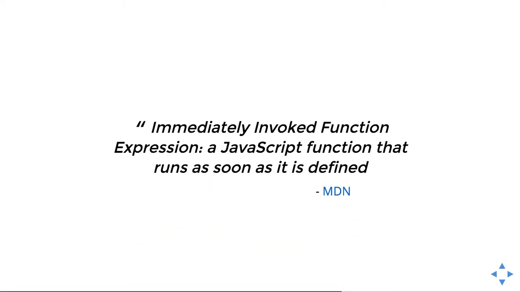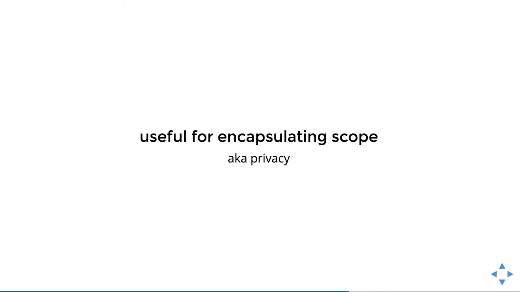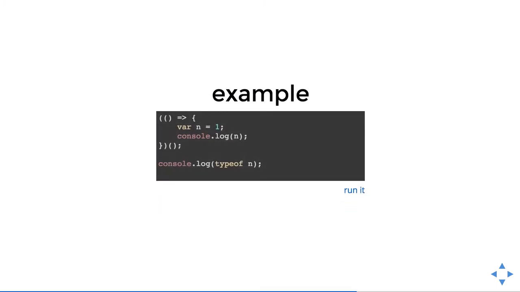Who wants to describe an IIFE? Why do you do it? So that you can immediately invoke a function. Why would you want to do that? To scope things. Okay, it's a function that runs as soon as you define it. So it's useful for encapsulating scope, also known as privacy. Here's an example of what that looks like.